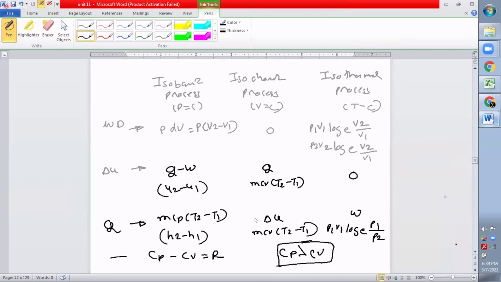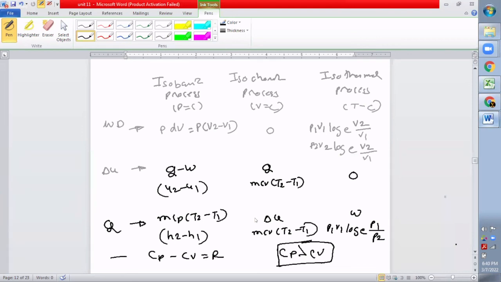This we learned. And what is R naught? It is the universal gas constant. So universal gas constant divided by molecular weight, then we are able to get the value of the gas constant. So whatever the value of Cv is, that is specifically at constant volume, to that you are always going to add the value of R. So Cp is always Cv plus the gas constant.